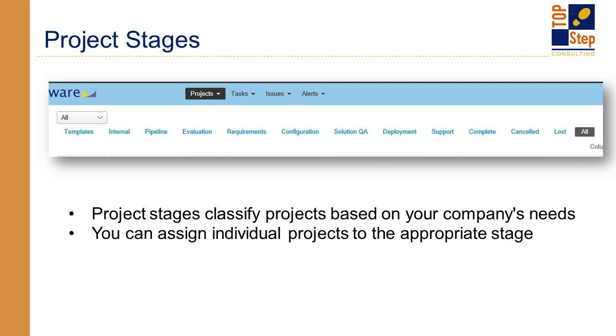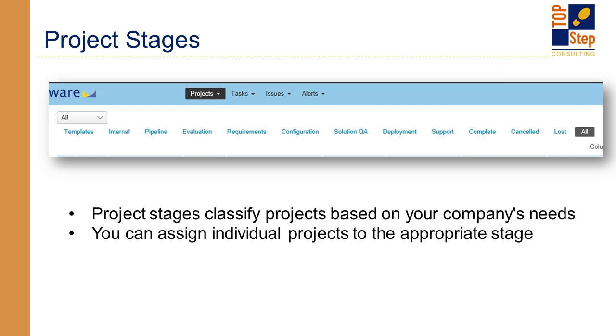So for example, pipeline stage could identify projects that have not started and do not have signed contracts. Active could be projects that have signed paperwork and are being worked on by your resources. Internal usually represents projects that you want to just track time and expenses. They're not client related, they're not billable, such as training, documentation, PTO, things of that nature.